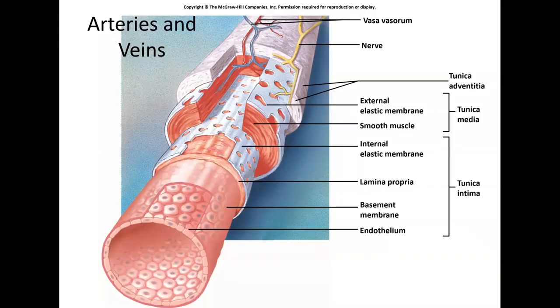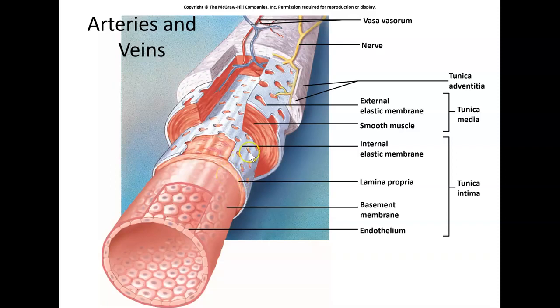So here's just a breakdown of the different layers. Once again, we have the tunica intima or tunica interna. Starts off with the endothelial cells along with a basement membrane and our connective tissue layer, which is the lamina propria.